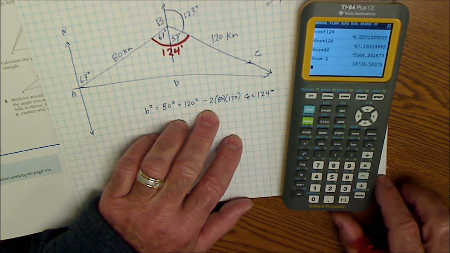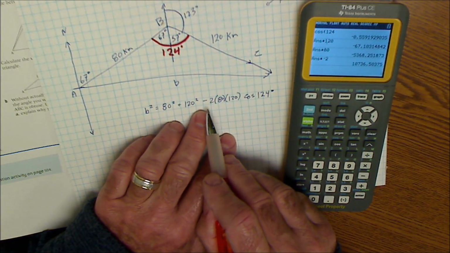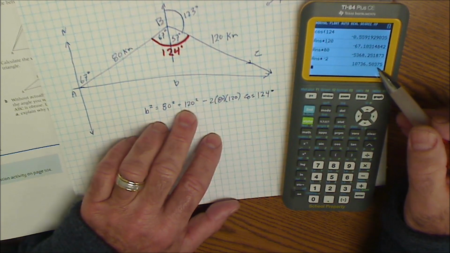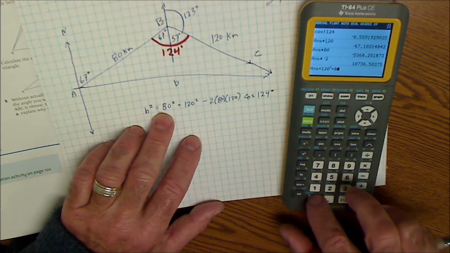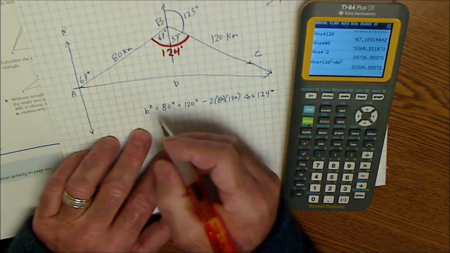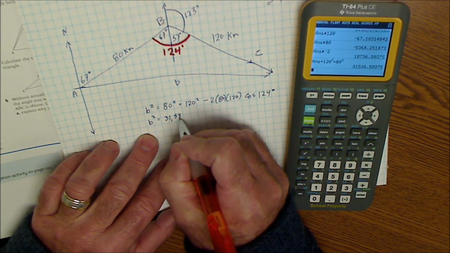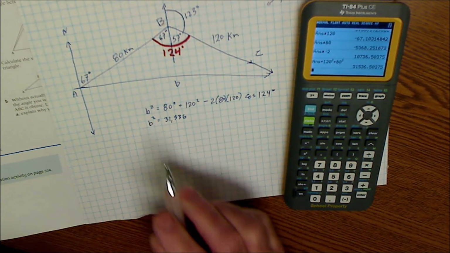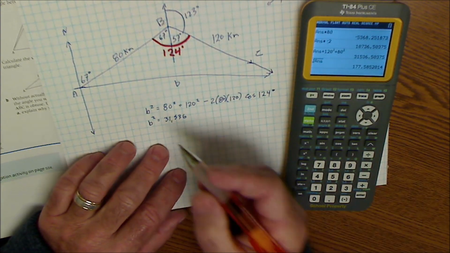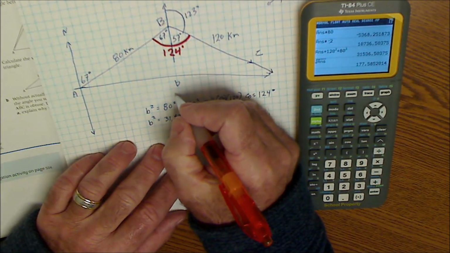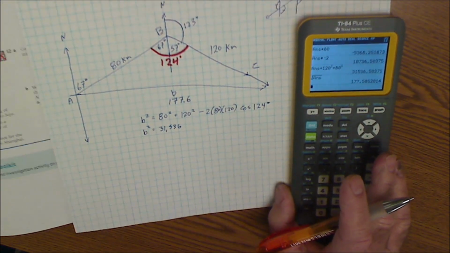So that's 10,736. I multiply by a -2, so this is all positive, and I'm going to add 120 squared and add 80 squared, and that means b squared is equal to 31,536. Solving for b, I take the square root of both sides, so the square root of that answer is 177.6. So let's look back at the problem here.